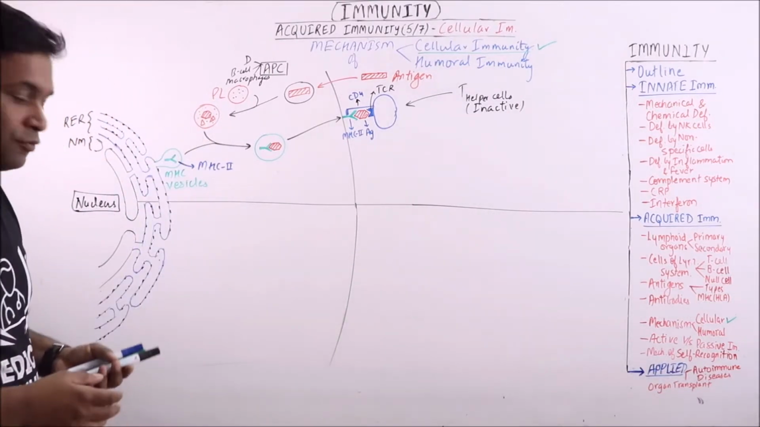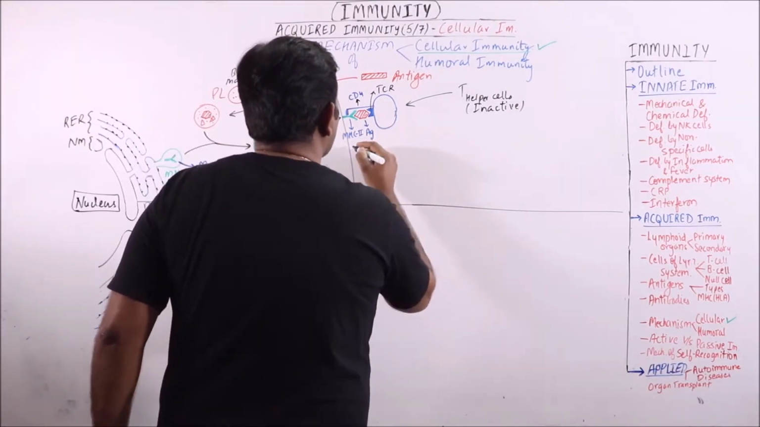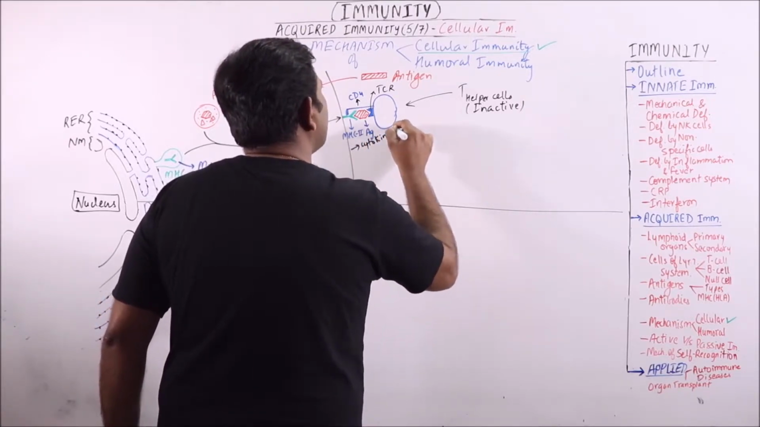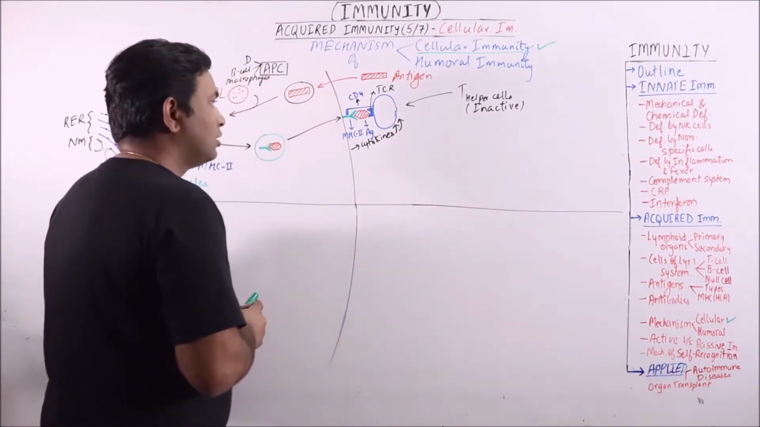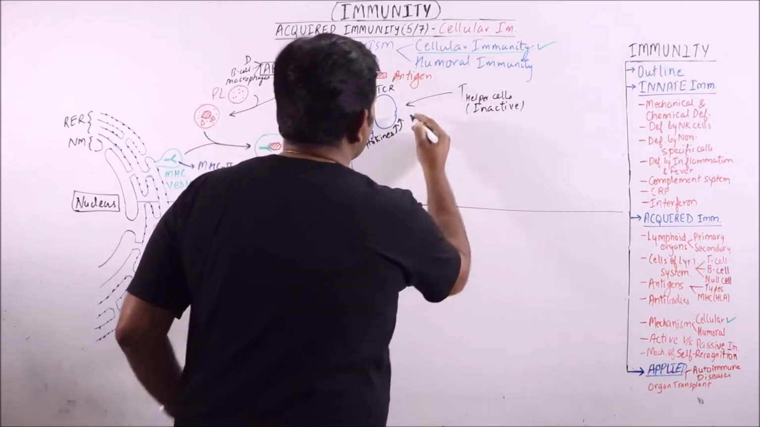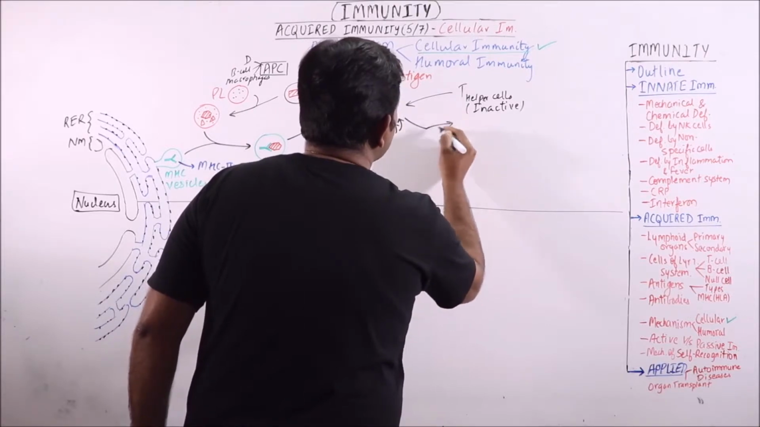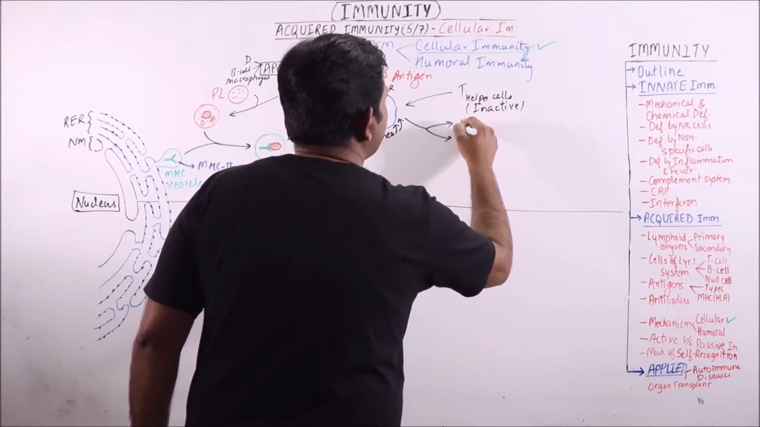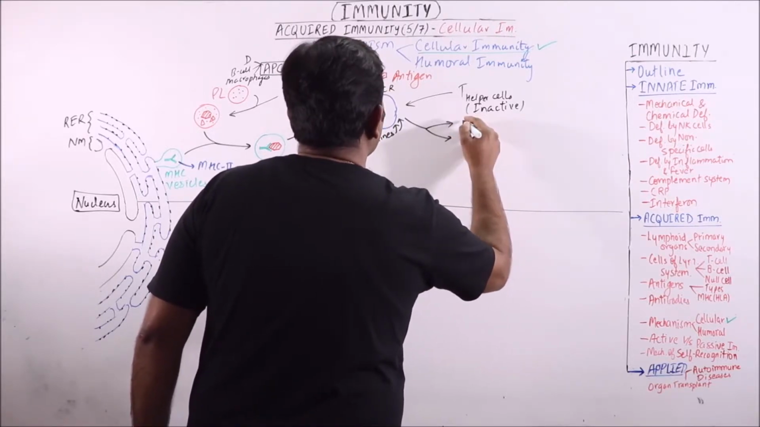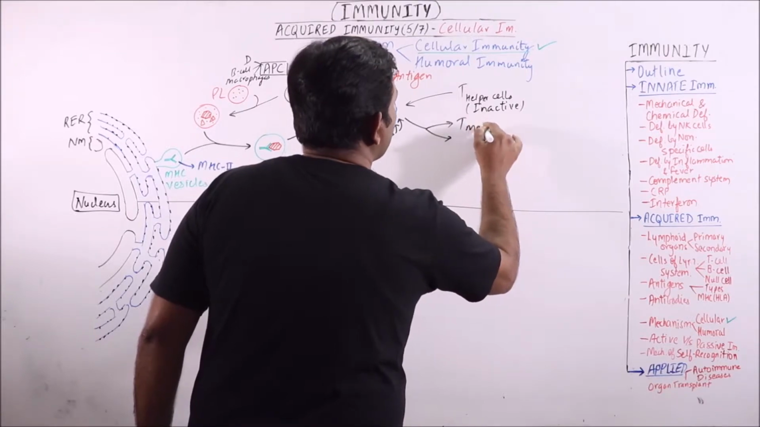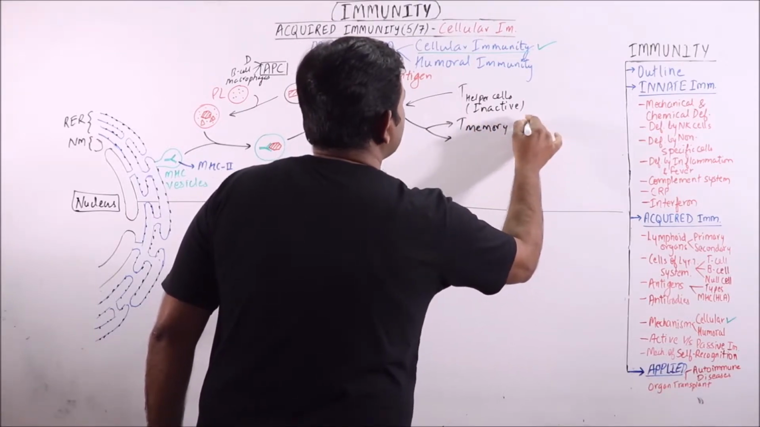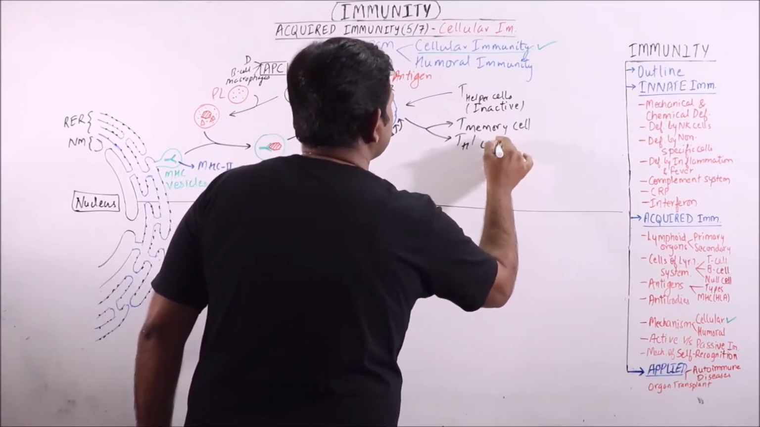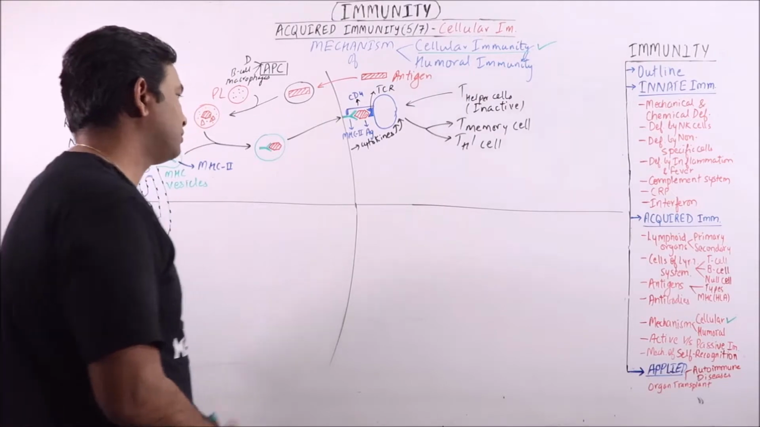So when this complex is formed and some cytokines are also released on the inactive T helper cell, then this T helper cell will be activated and differentiated into T memory cell and Th1 cell, that is type 1 helper cell.